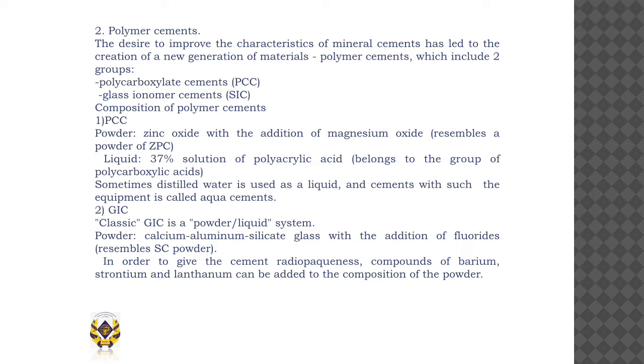Glass ionomer cements. A classic glass ionomer cement is a powder-liquid system. The powder consists of calcium aluminum silicate glass with the addition of fluoride. In order to give the cement radiopacity, compounds of barium, strontium, and lanthanum can be added to the composition of the powder.